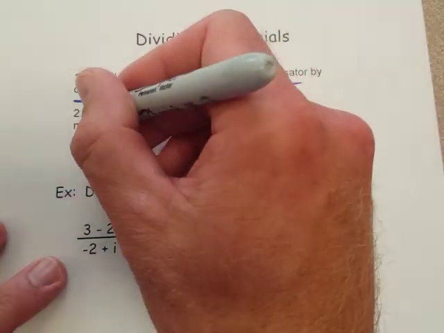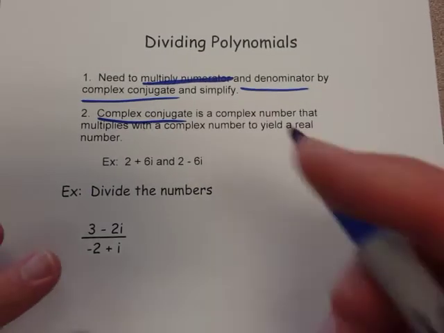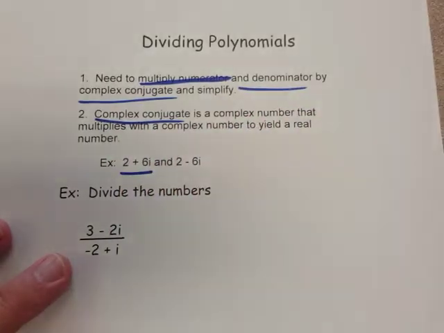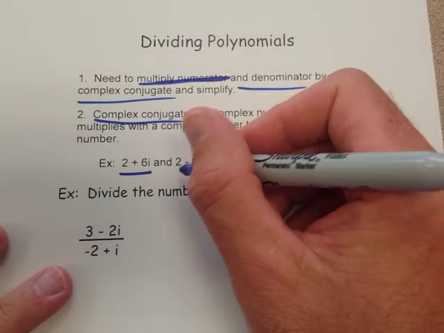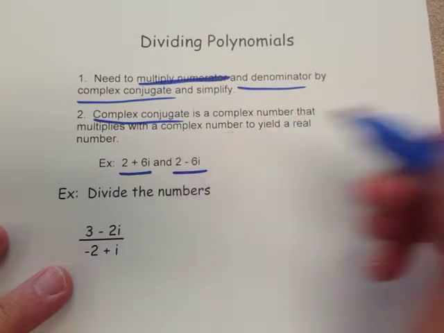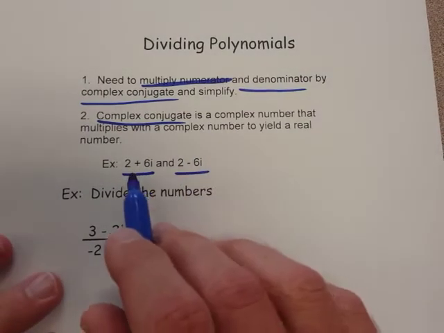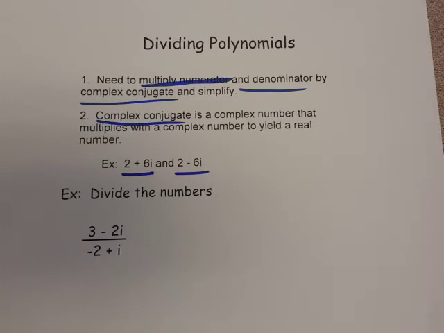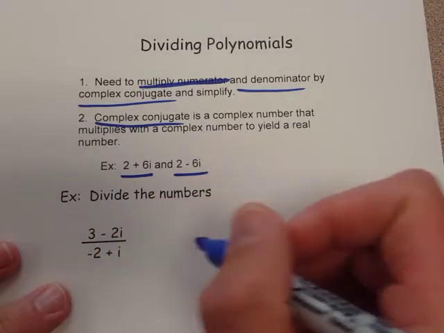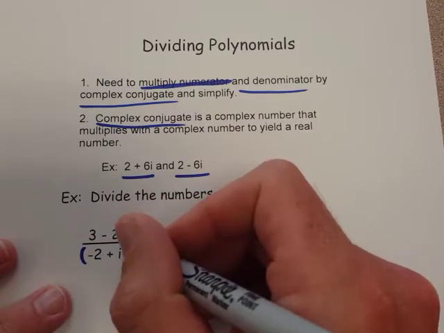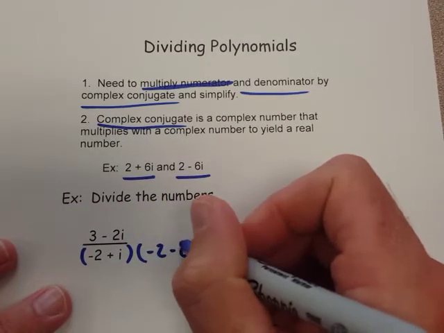So what is a complex conjugate? Well, it's a number that is in complex form, like 2 plus 6i, and it has a partner, and that partner is just the same thing except we change the middle sign. So plus goes to minus. The only thing we change between these two is the positive and negative. So if we're looking for the complex conjugate of negative 2 plus i, what we're going to do is multiply this by negative 2 minus i.